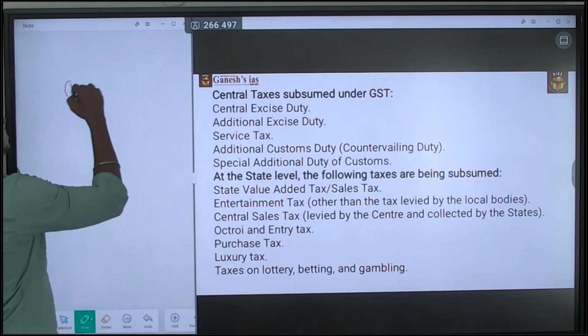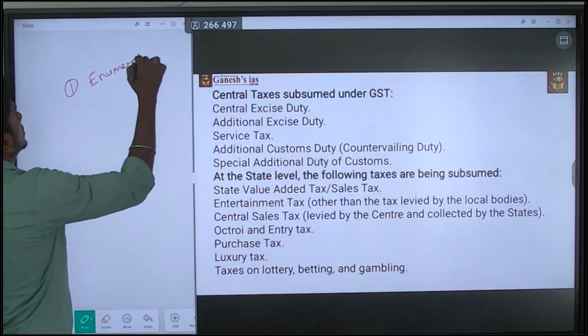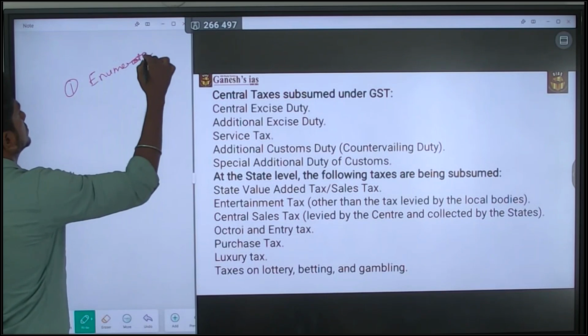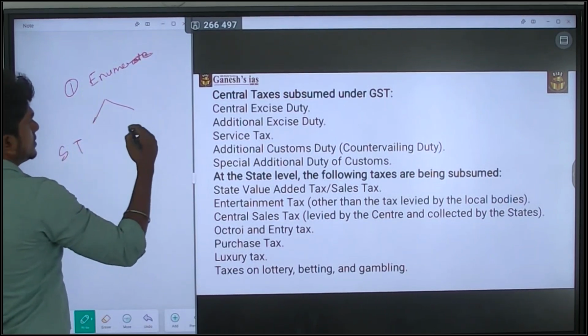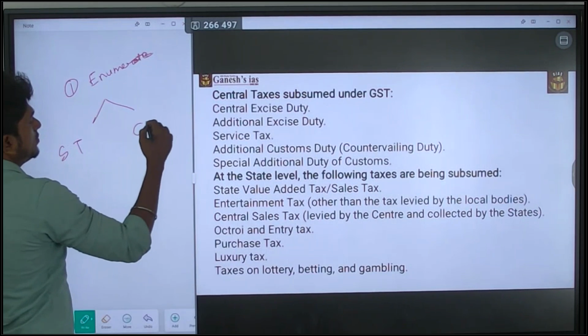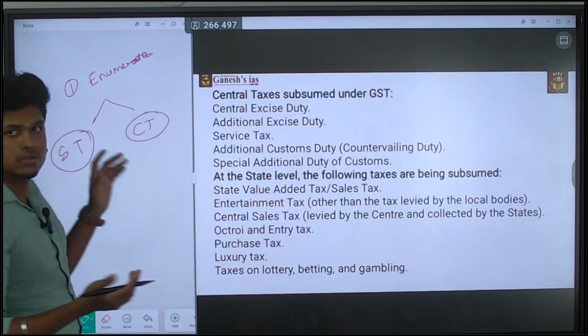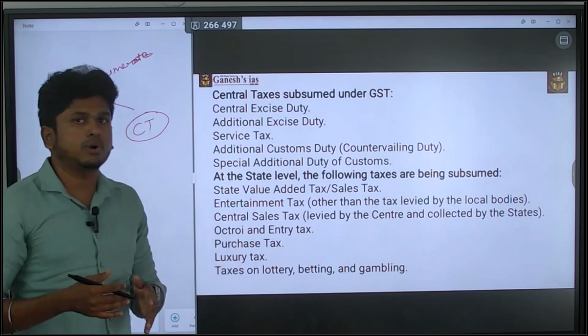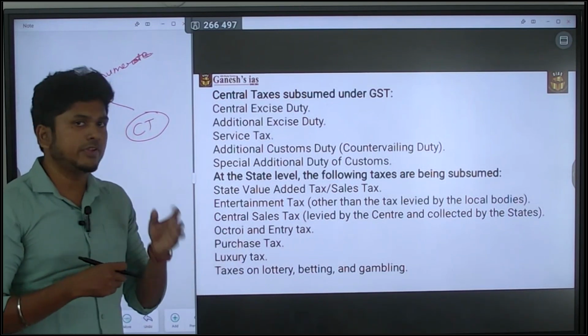And the first part is about the enumerate. Which means what are the state taxes that are subsumed, and then what are the central taxes that are subsumed. So just list down the points and give certain analysis. That itself is enough.